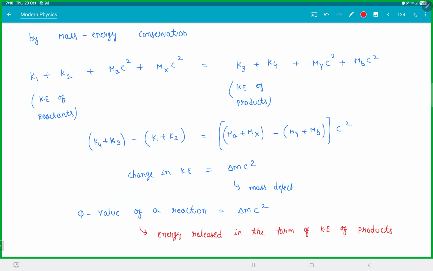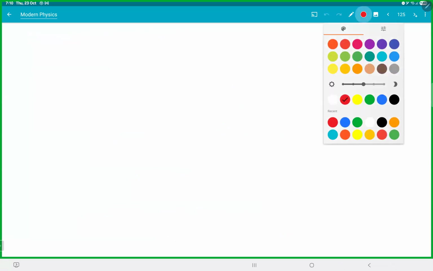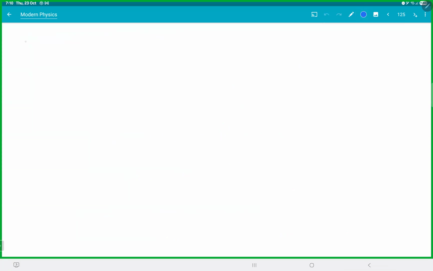Chalo, let's start off. So if I write this Q value, this is another important one. Mass defect into C square. So this is mass of the reactants minus mass of the products into C square.